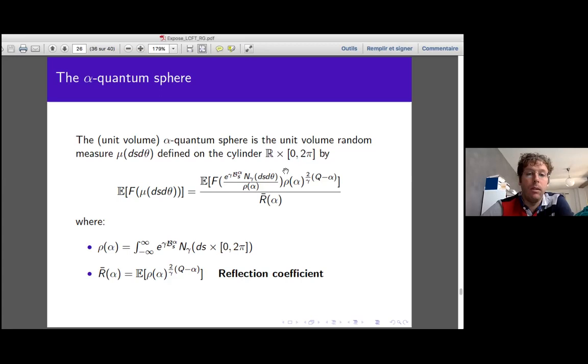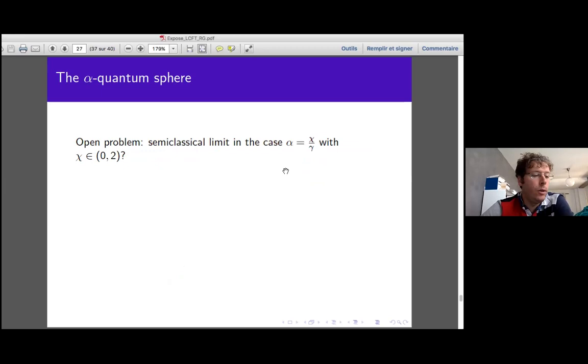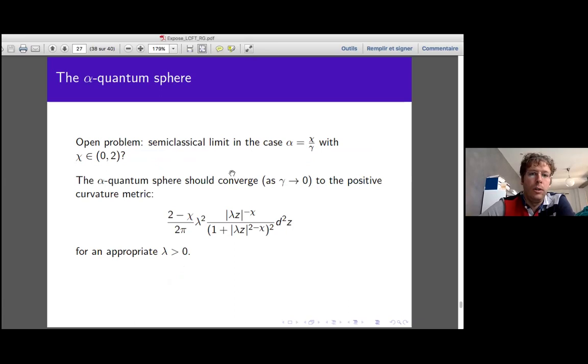Now, what should be true, I would think it would be nice if someone proved this: what happens when you look at the unit volume quantum sphere and you scale alpha like chi over gamma and you make gamma go to 0? Well, it should converge to the following positive curvature metric with a singularity at 0 and at infinity, with strength chi.